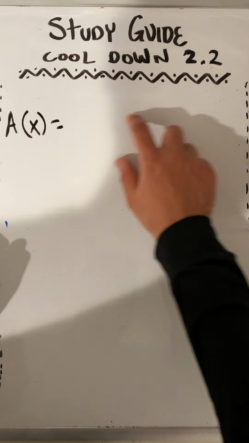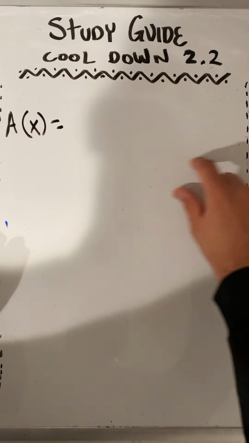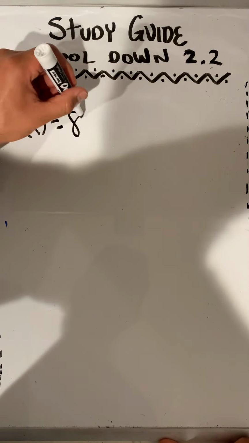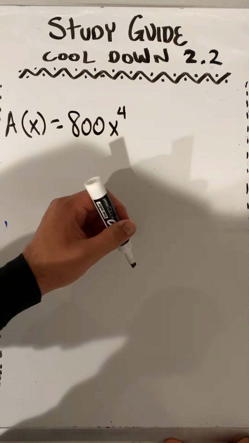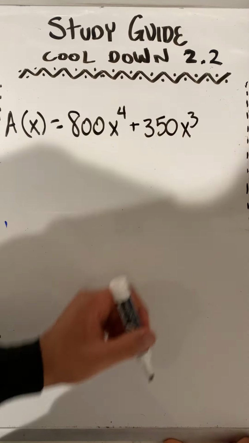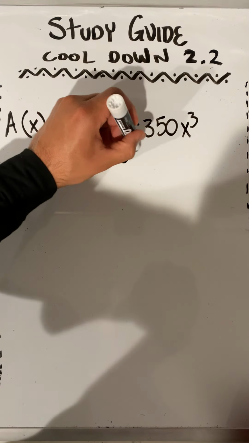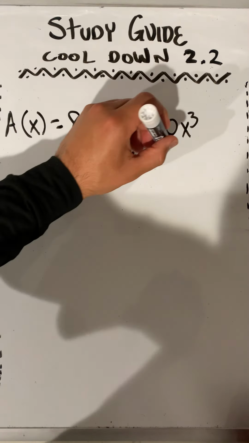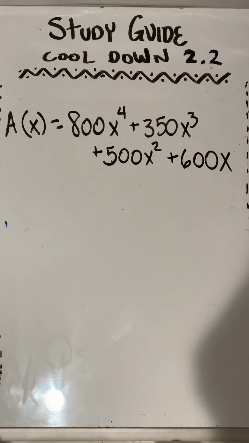I remember in the original video, I probably didn't fit it. So this, if I had enough space, would take up 1 line, but I might take up 2, just in case you're wondering, why is he writing on a second line? There's quite a bit to write here. So we have 800x to the 4th plus 350x to the 3rd plus 500x squared plus 600x. All right, there you go.